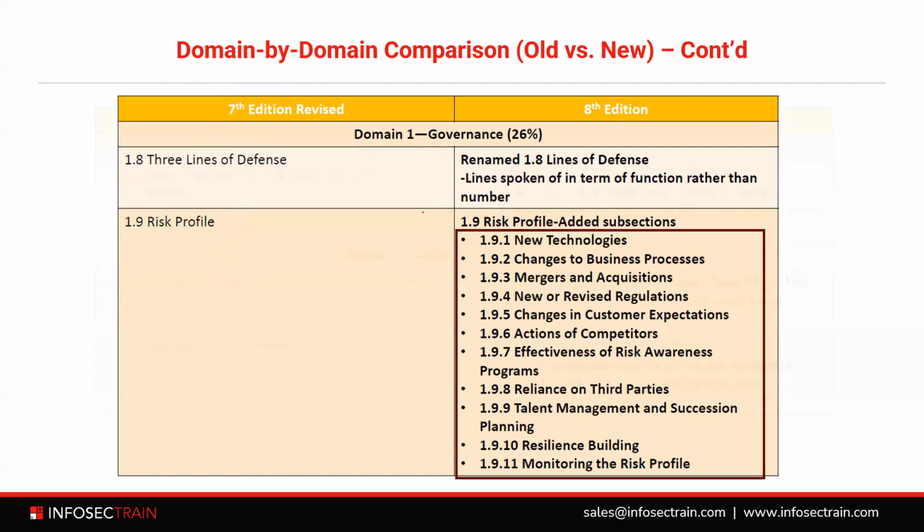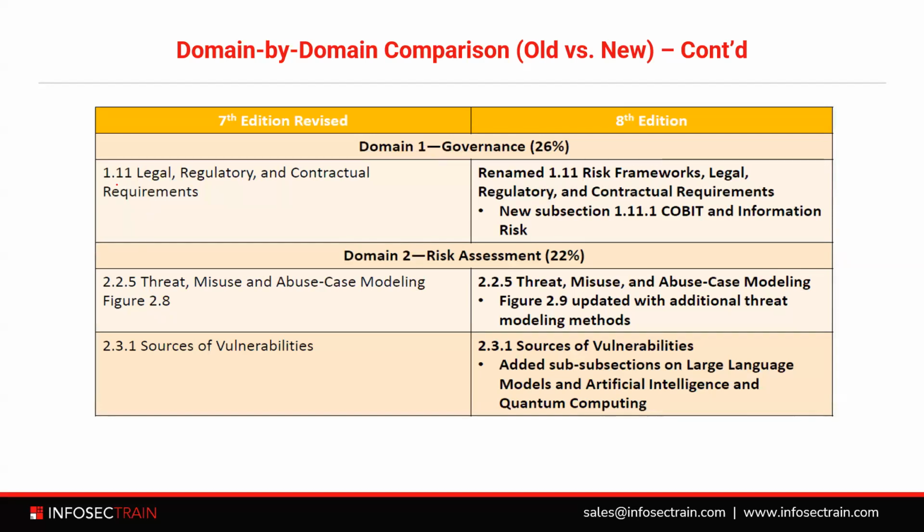We'll continue with Domain 1, 7th edition, section 1.11, legal, regulatory and contractual requirements. It has been renamed, the section number remains the same, as risk frameworks, legal, regulatory and contractual requirements. A new subsection has been added, which is 1.11.1, COVID and information risk. This was all about Domain 1, governance.